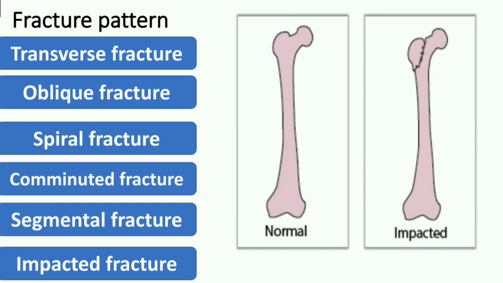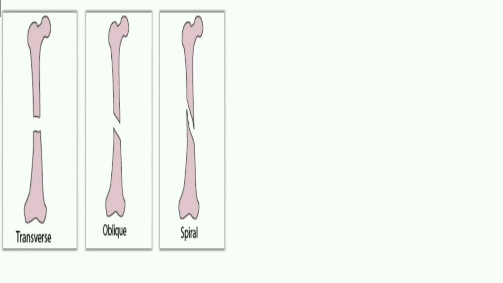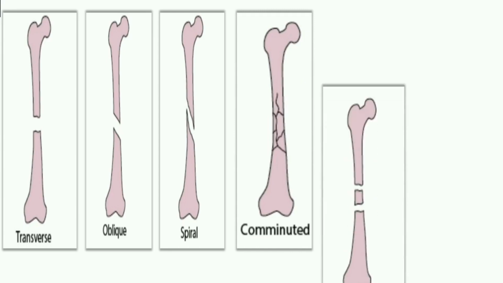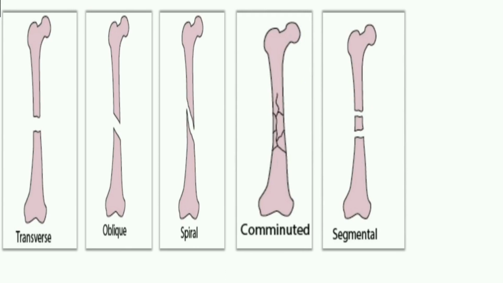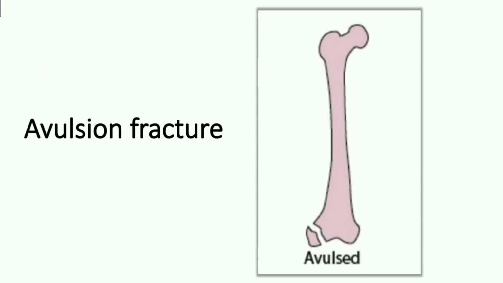So the different fracture patterns include transverse fracture, oblique fracture, spiral fracture, comminuted fracture, segmental fracture, impacted fracture. One more fracture sometimes included here is avulsion fracture. Next way to classify it is on the basis of etiology.